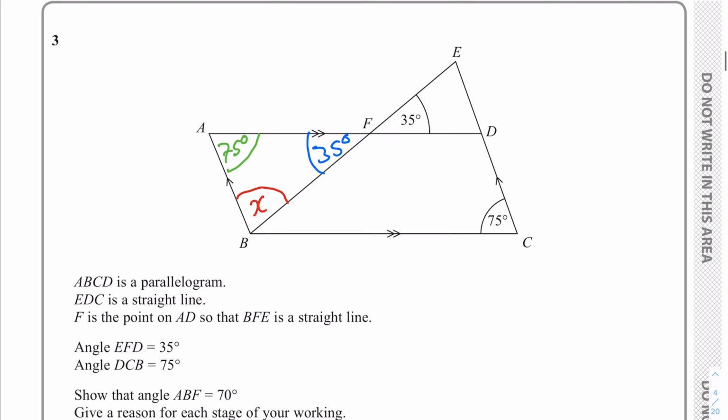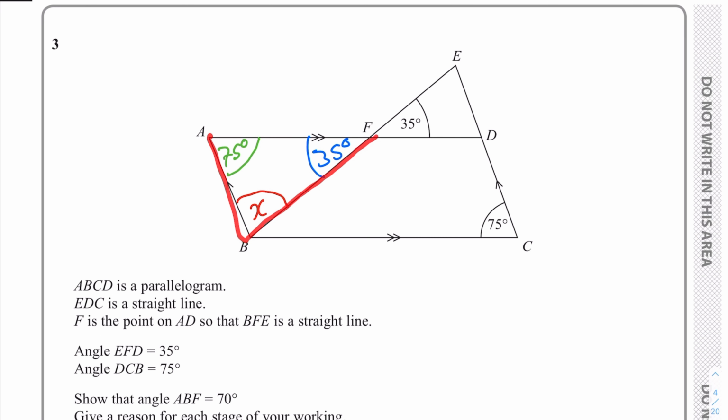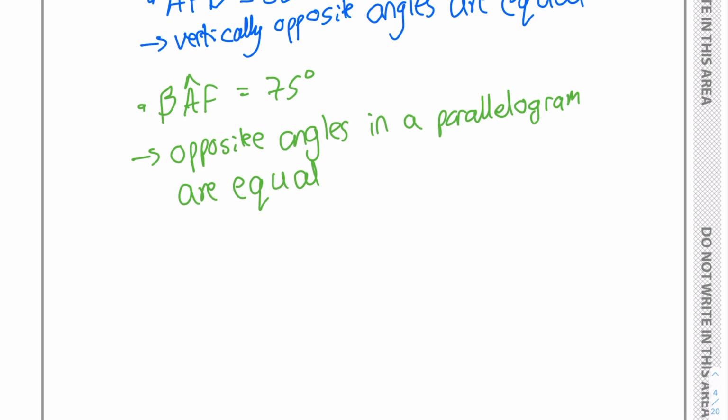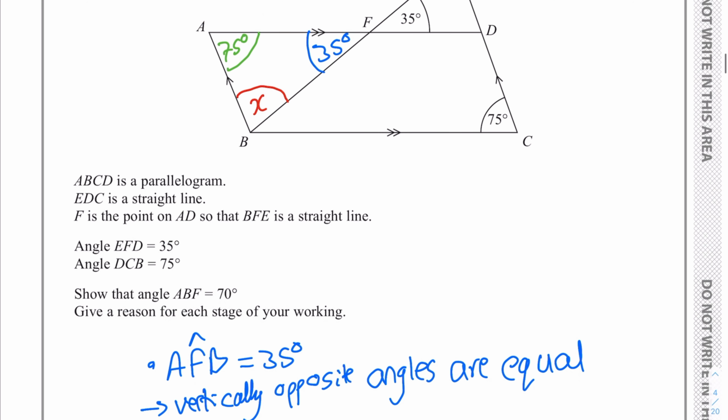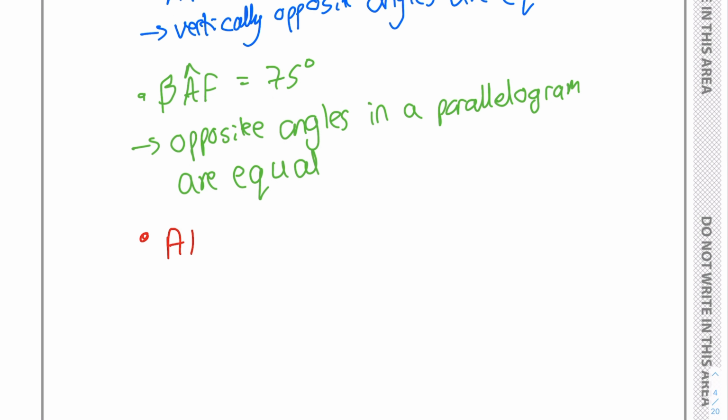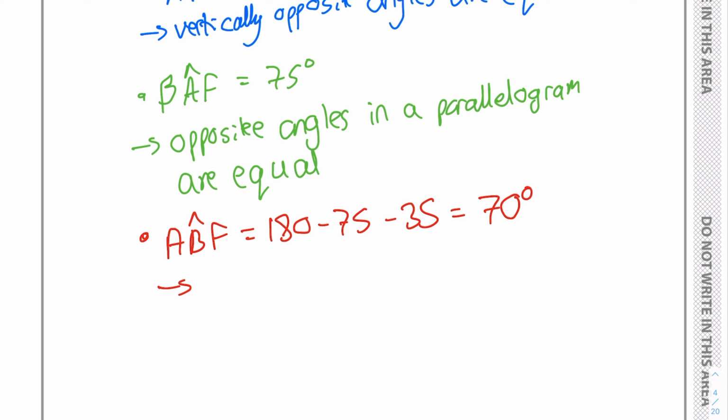And finally, we can work out the angle we want, which is angle X, by saying angles in a triangle add up to 180. So to work out X, we're going to do 180 minus 75 minus 35. So let's show that down here where our working is. So the angle that we're after is angle ABF rather. So angle ABF, put the arrow where the angle is, equal to 180 minus 75 minus 35. Is it minus 35? Yes, minus 35. And work that out however you want. That equals 70 degrees. And of course, the reason for that is because angles in a triangle add up to 180.